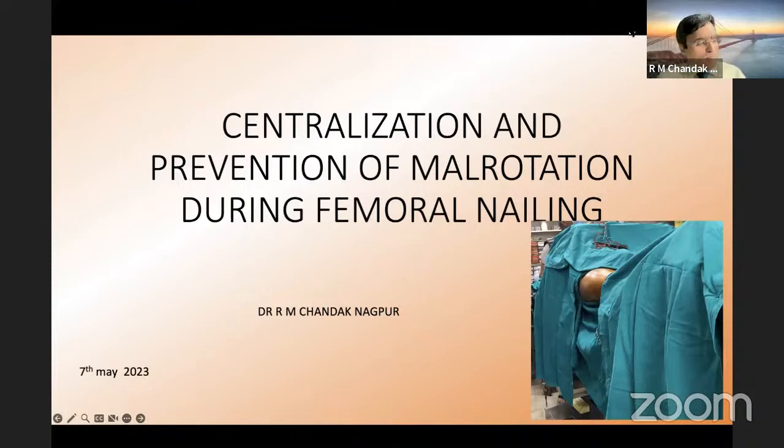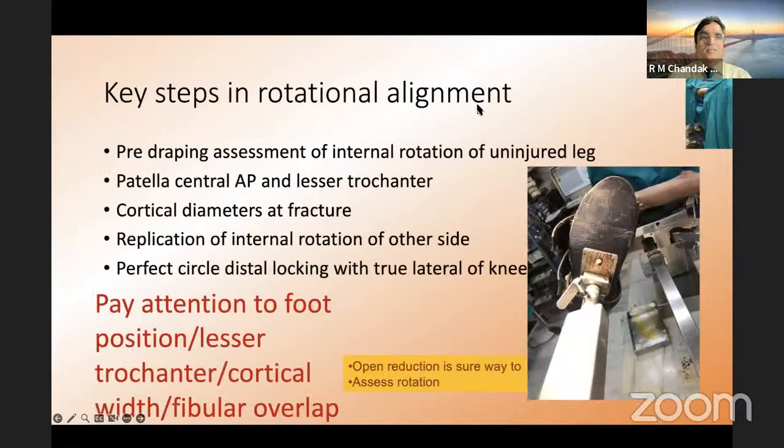I'll keep this very short, and I'll make it mostly interactive. My topic given was centralization and prevention of malrotation during femoral nailing. There are four key steps in rotational alignment. Pre-draping assessment of internal rotation of the uninjured leg is very important. Keep the patella central in AP and note the profile of the lesser trochanter. Note the cortical diameters at the fracture site, and we have to replicate the internal rotation of the other side.